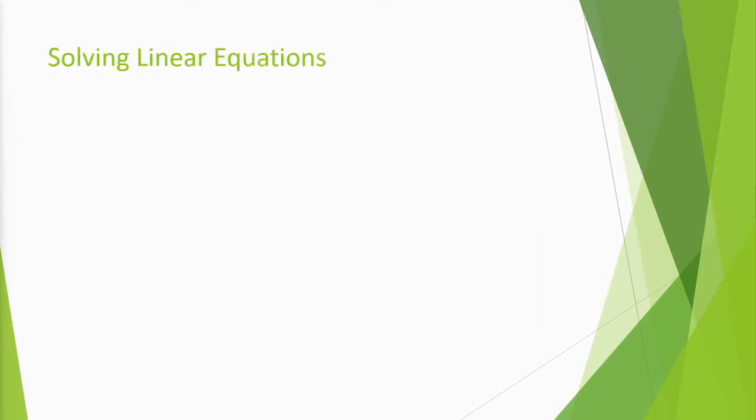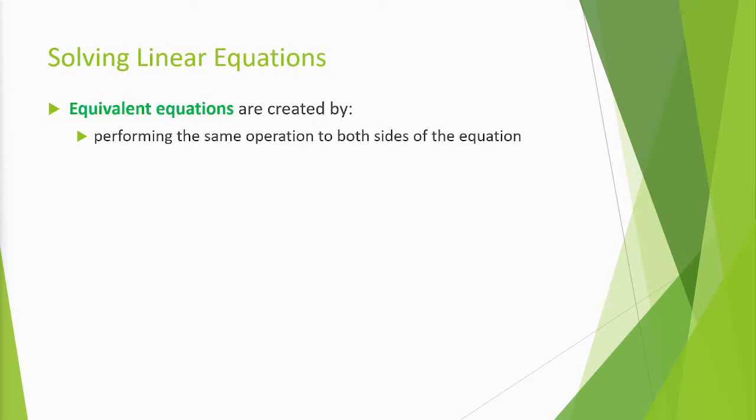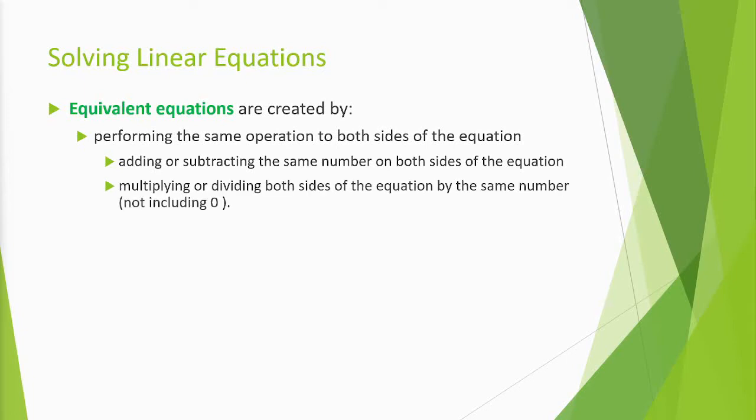When we're solving linear equations, we need to look at equivalent equations. Equivalent equations are when the same operation is performed on both sides of the equation. This might be adding or subtracting the same number from both sides, or multiplying or dividing both sides by the same number. We can't multiply or divide by 0, because multiplying by 0 will cancel everything out and both sides will equal 0, and dividing by 0 can't be done. It causes an error on your calculator and we don't divide by 0 in normal equations.